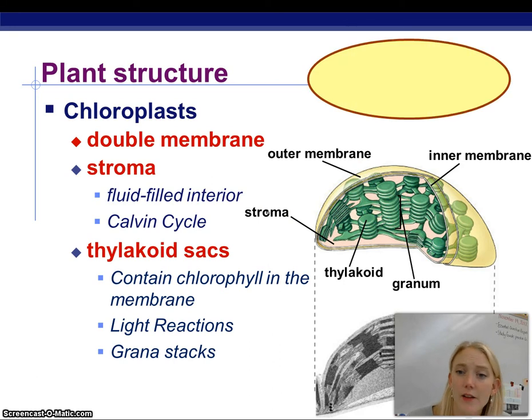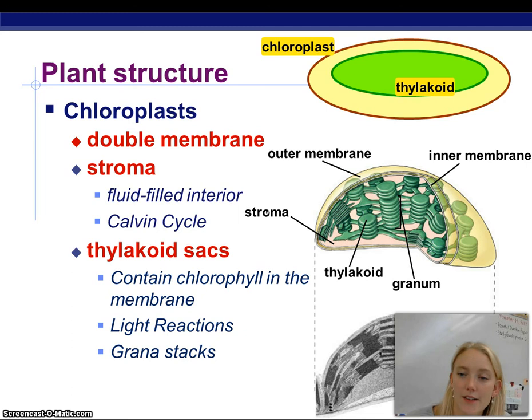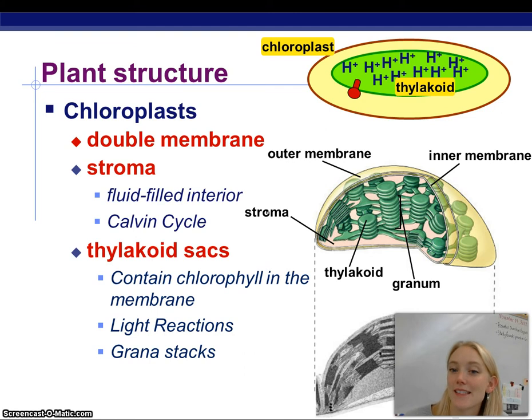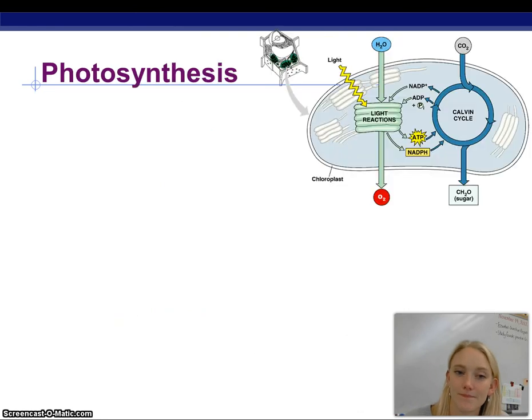And along the thylakoid membrane, if this is our chloroplast, this is our thylakoid, what ends up being produced is a hydrogen ion gradient. So you have a lot of hydrogen inside of the thylakoid. And then there's this thing called ATP synthase. And this pumps hydrogen ions through it, and when that happens, ATP is produced.